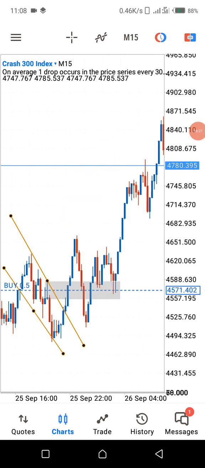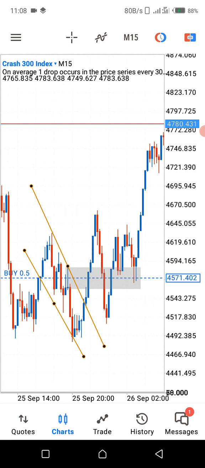So that's it. All you have to do is to know the market structure and then look for a setup towards the direction of the market.